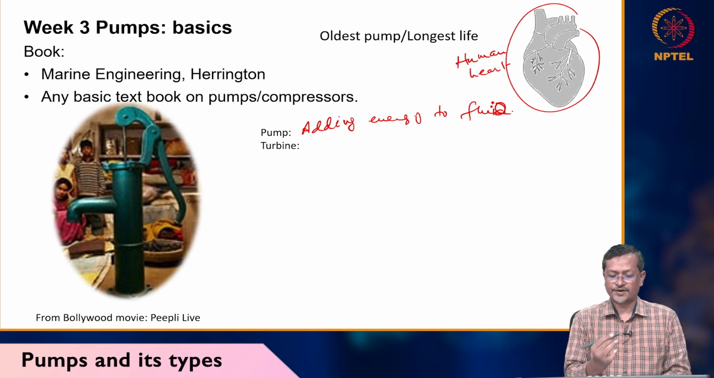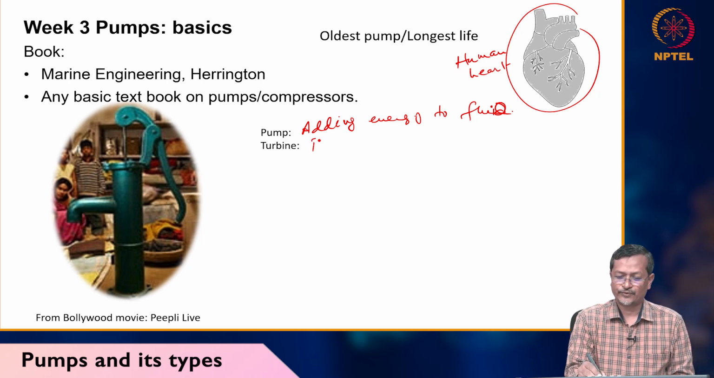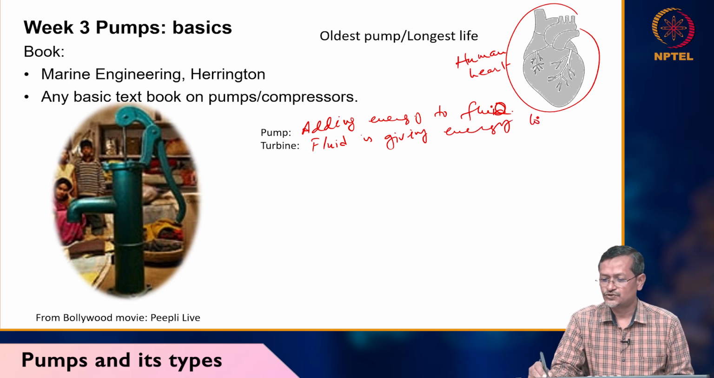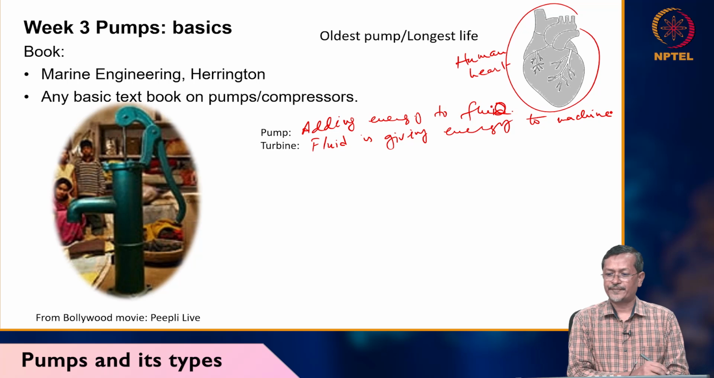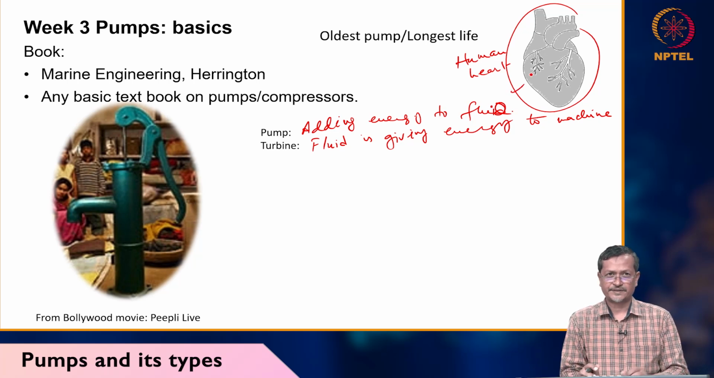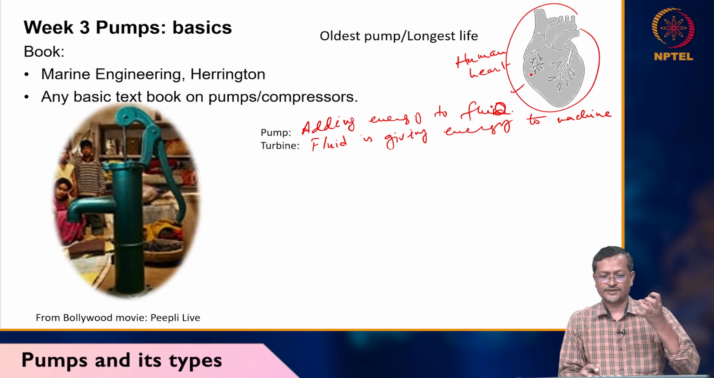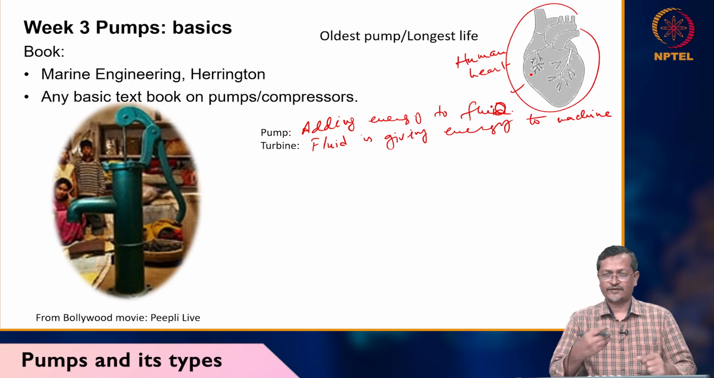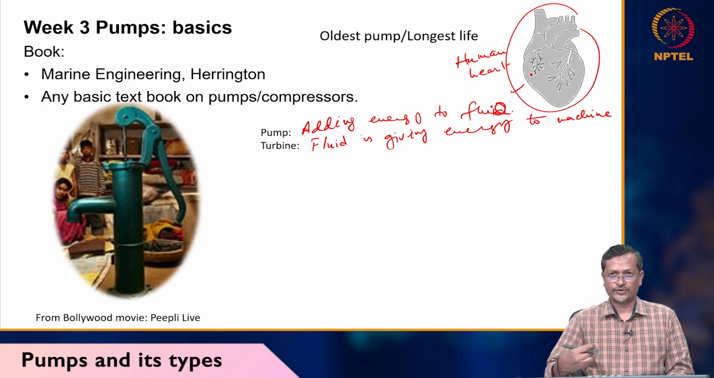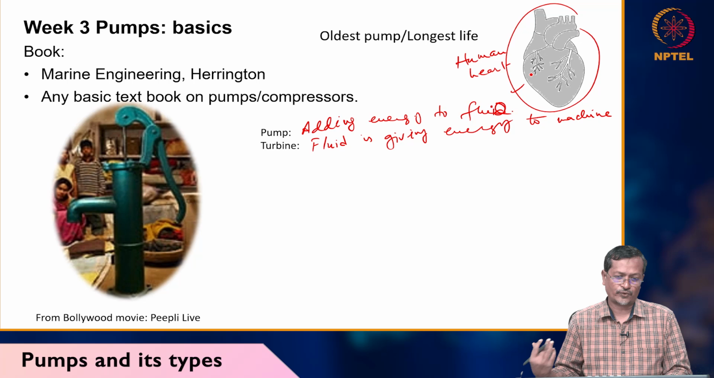In contrast, in a turbine, the fluid is giving energy to the machine. So, pump example, the human heart is one pump example. You are giving mechanical energy. Your body is working and you are delivering fluid. Fluid means blood to your whole body, from brain to your toe.